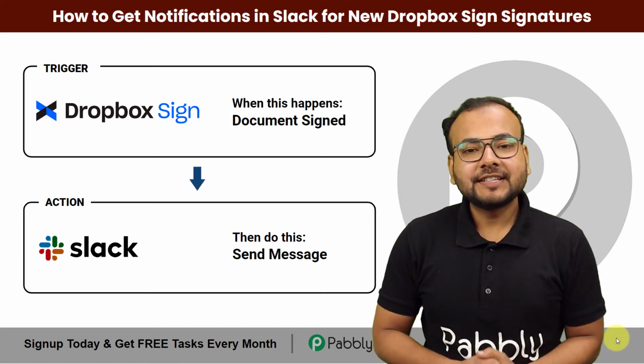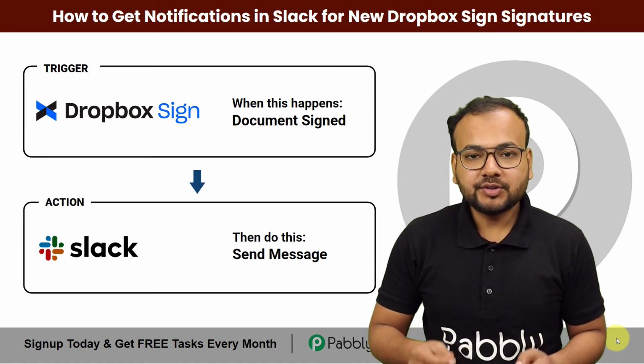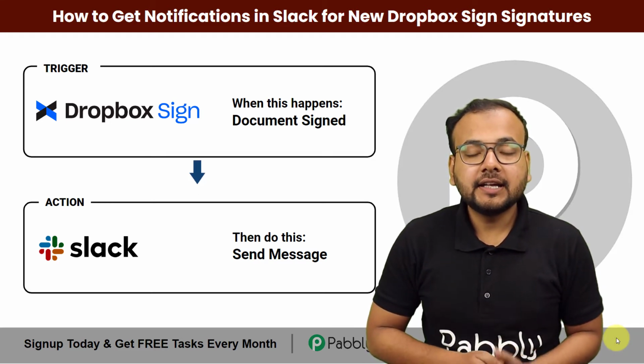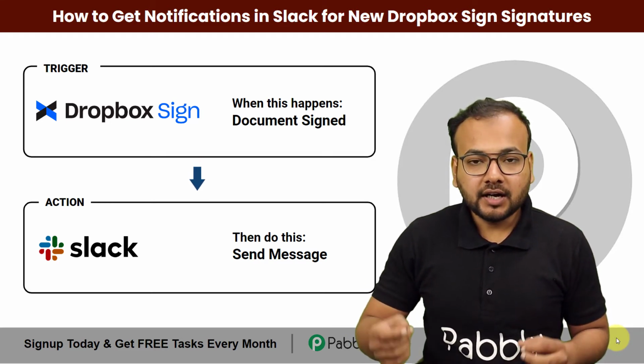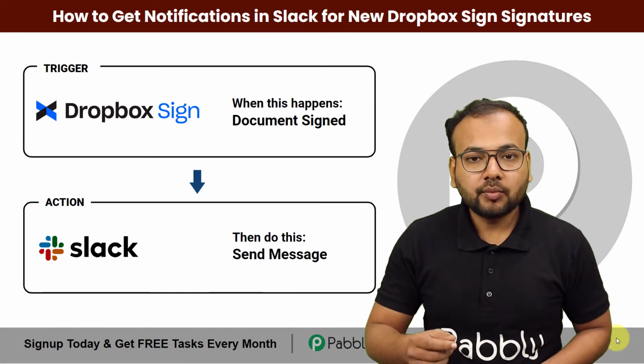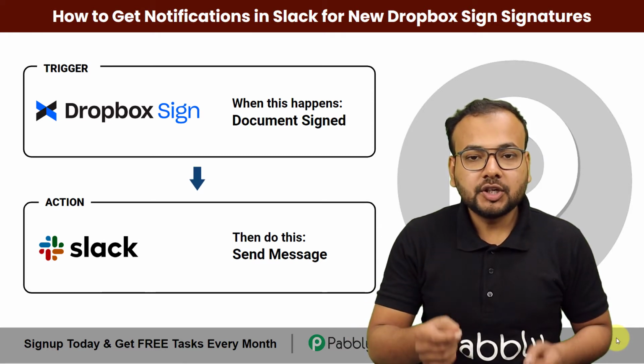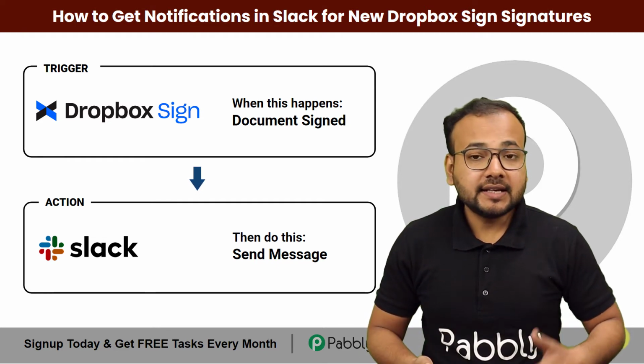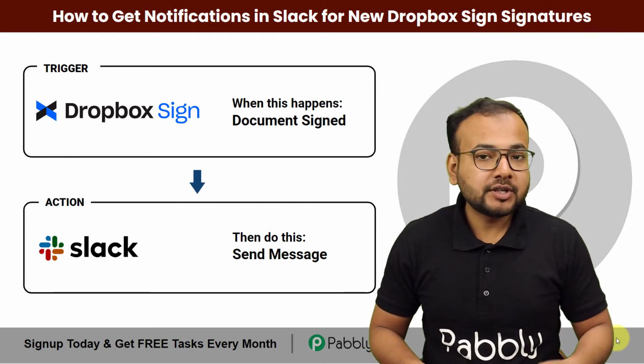Welcome to Pabbly. In this video, you will learn how to send a notification message to your team on Slack automatically whenever you receive a digital signature on any document that you have sent to any person using the Dropbox Sign application. Dropbox Sign is an e-signature application previously known as HelloSign.